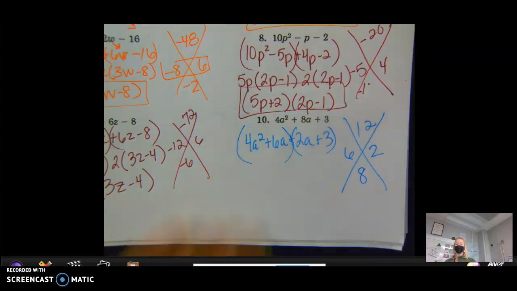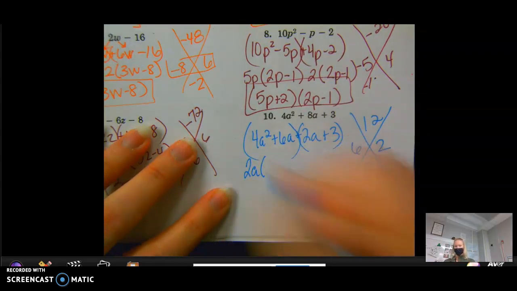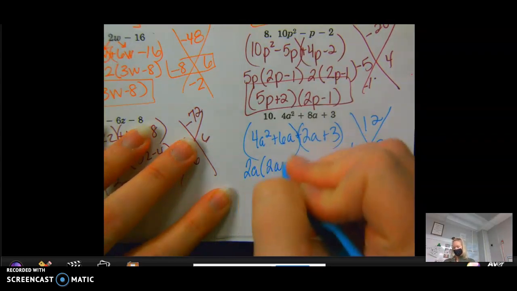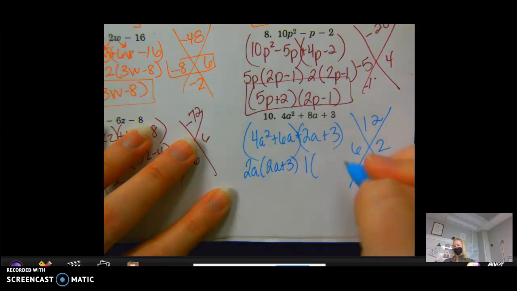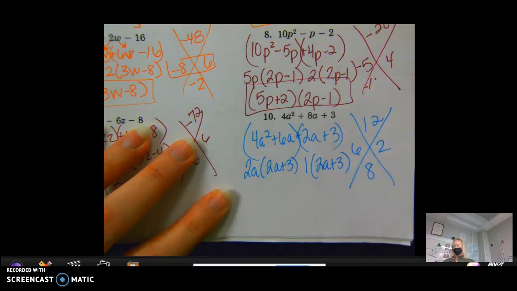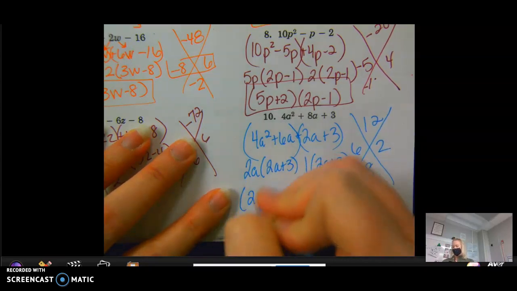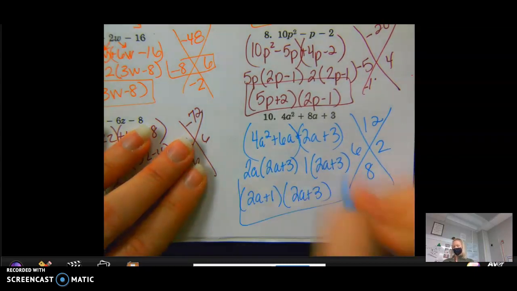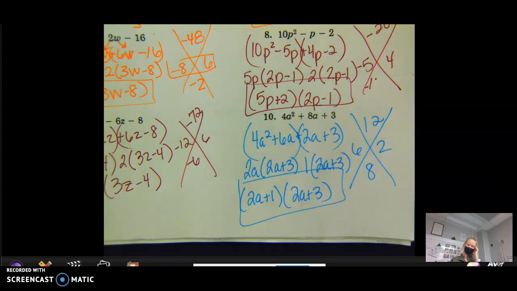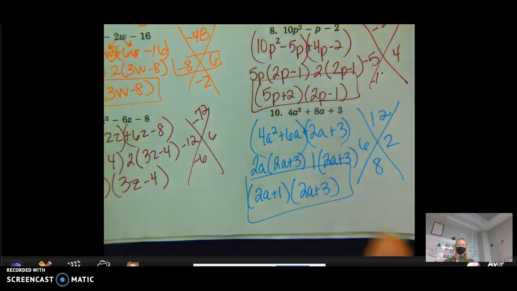Group, group, group, group. GCF of the first set? Yep. What do I have left? GCF of the second set. What do I have left? 2a plus 3, right? Answer, 2a plus 1, 2a plus 3. How are we doing there? Good.